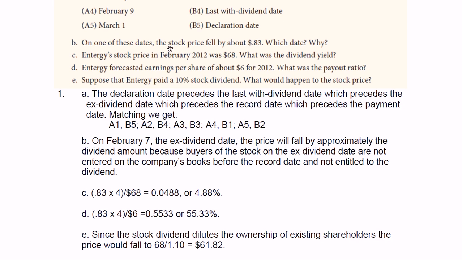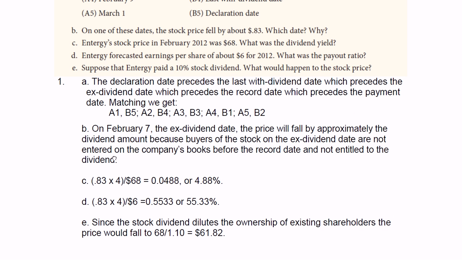On one of these days, the stock price fell by about $0.83. Which day? So it's February the 7th, the ex-dividend date. On the ex-dividend date, the price will fall by approximately the dividend amount because buyers of the stock on the ex-dividend date are not entered on the company's books before the record date and are not entitled to the dividend.